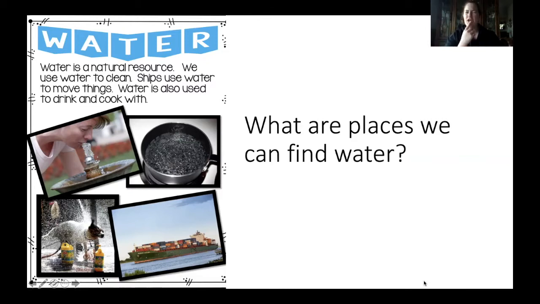Think for a minute, how do you use water? Oh, some of you said like to take a shower or a bath. Yeah. You're drinking some water. Yeah. There's so much that we can use water for.